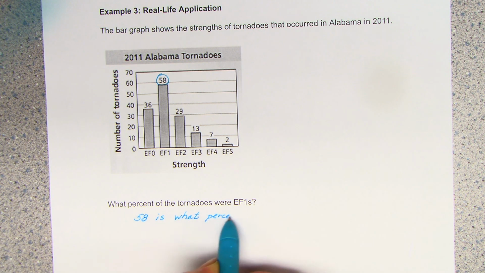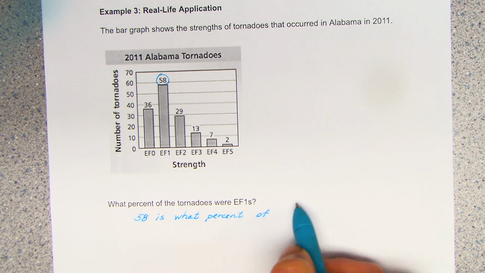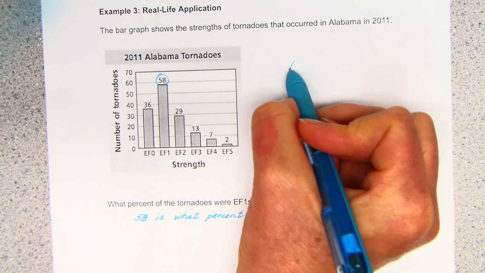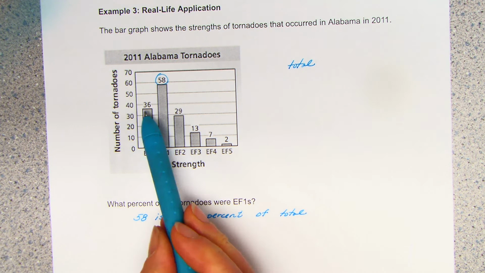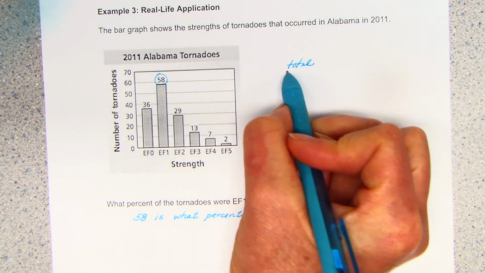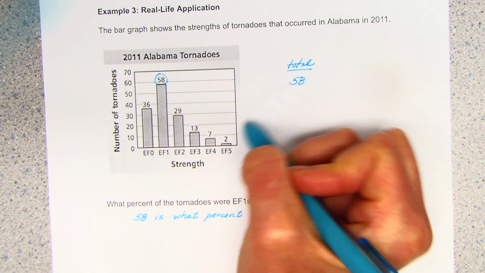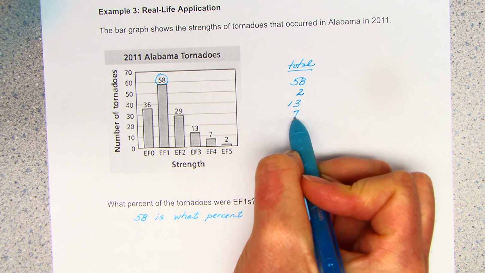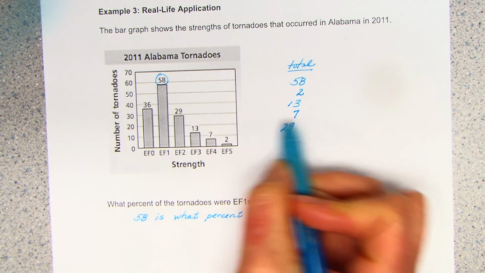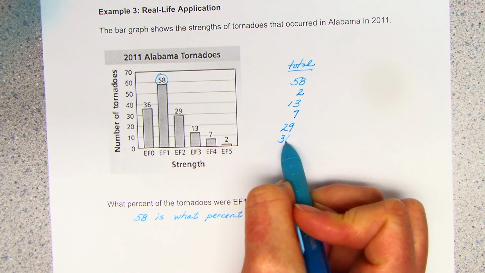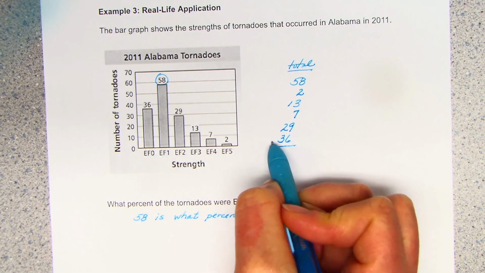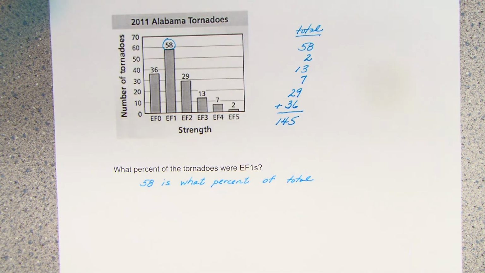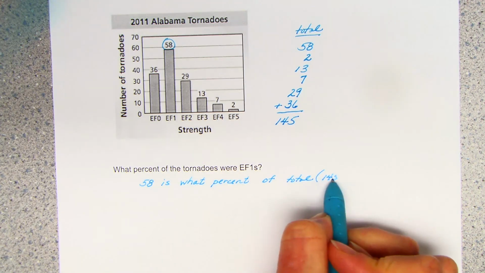So I'm kind of looking for 58 is what percent of, and it needs some total, right? And so I'm going to have to go up here and find the total. But as I'm looking at these numbers, I see that they really fit together pretty nicely. If I take a 58, it pairs nicely with the 2, and then the 13 pairs nicely with the 7, and then the 29, and if I take 1 off of the 36, that would make that 30 and that 35. So those are pretty easy to add together. They make 145. Right? So now this total is 145.